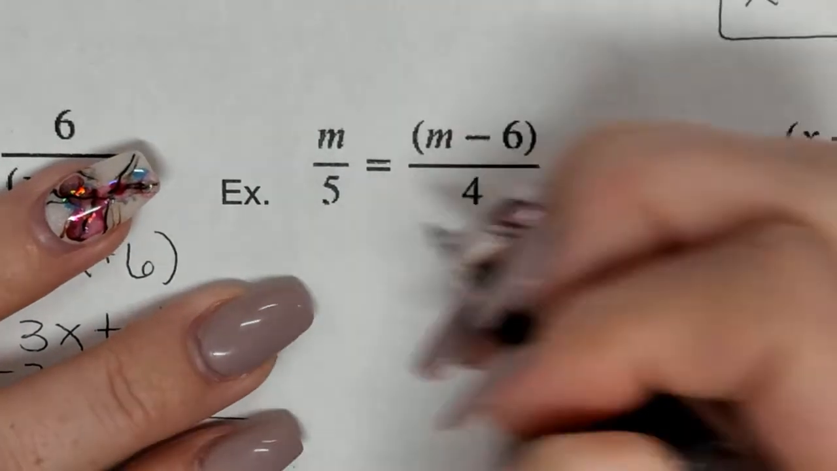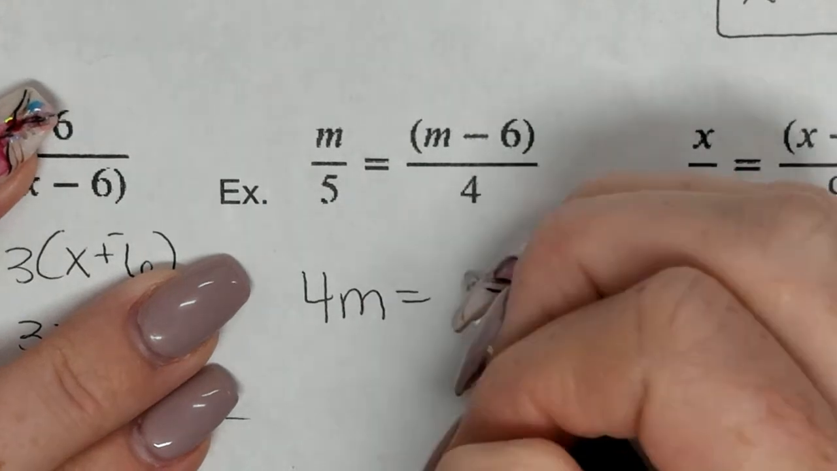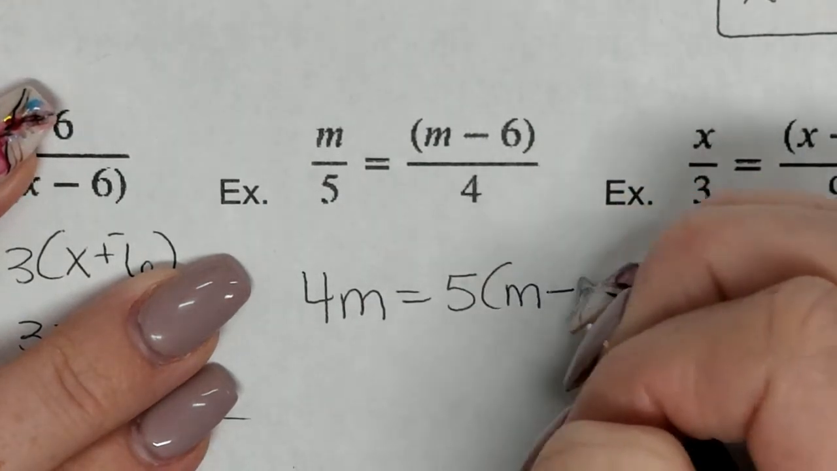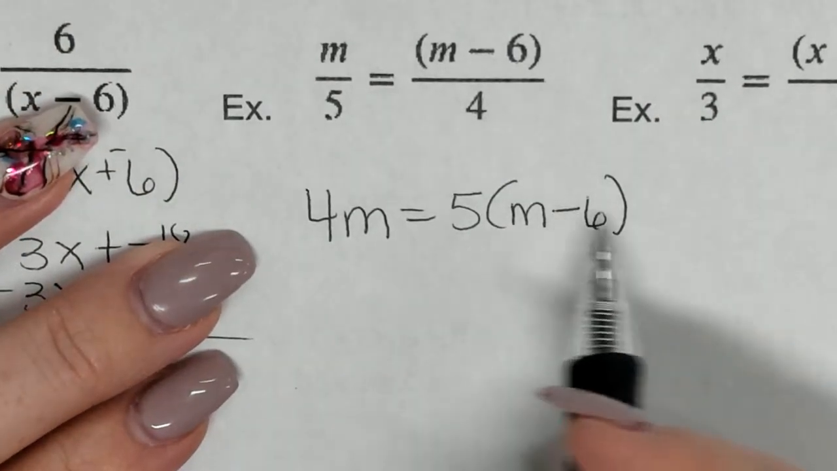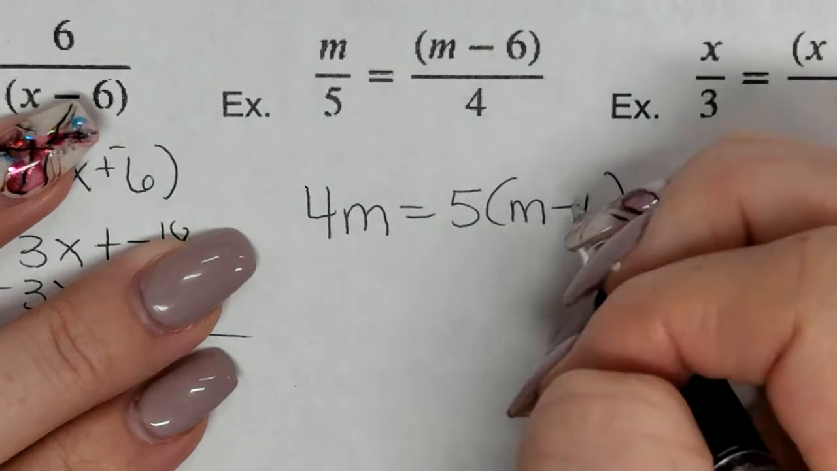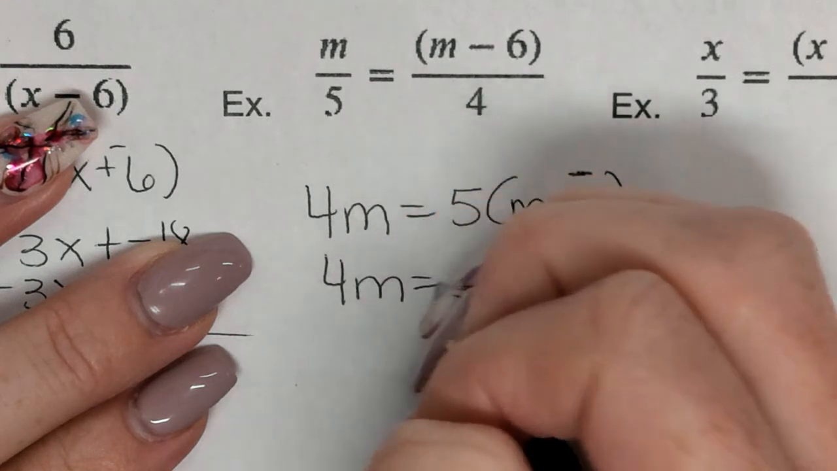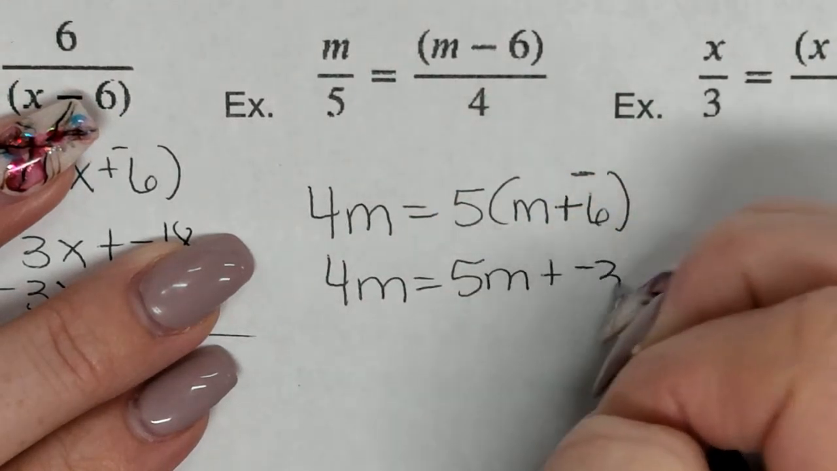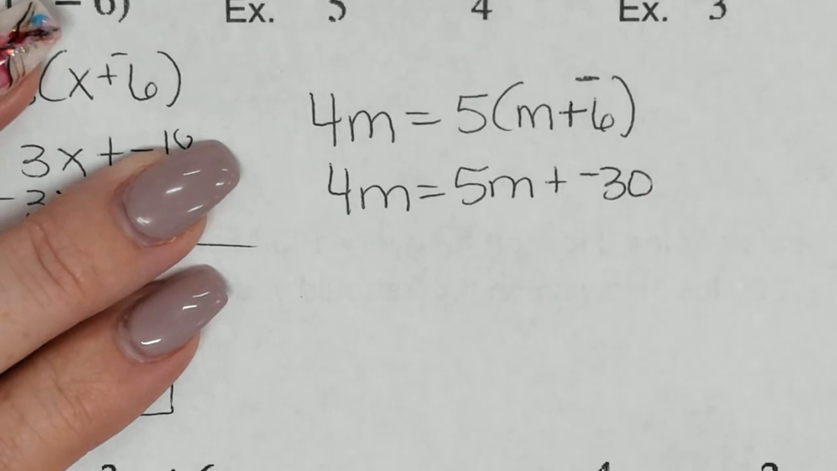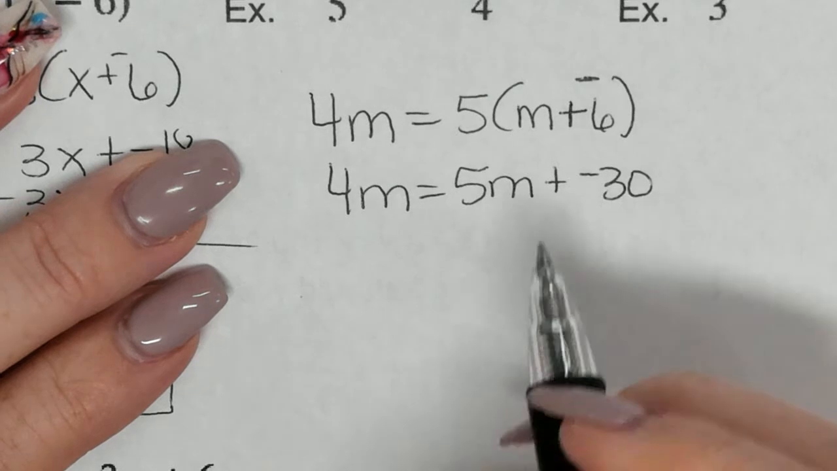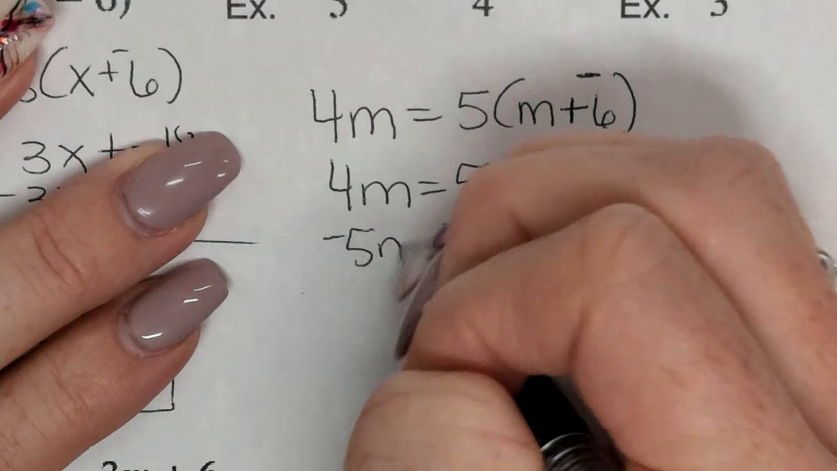So 4 times m is 4m. And then I have 5 times m minus 6. What do I need to do in the parentheses before I distribute? Keep, change, change. Now, when I bring the 5m to the left, what am I left with?